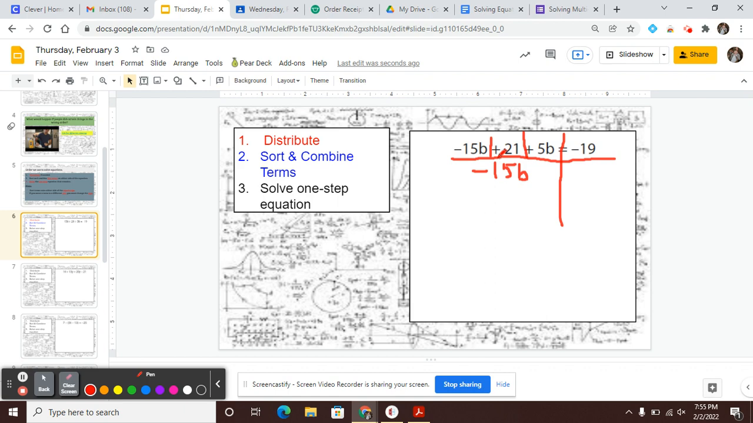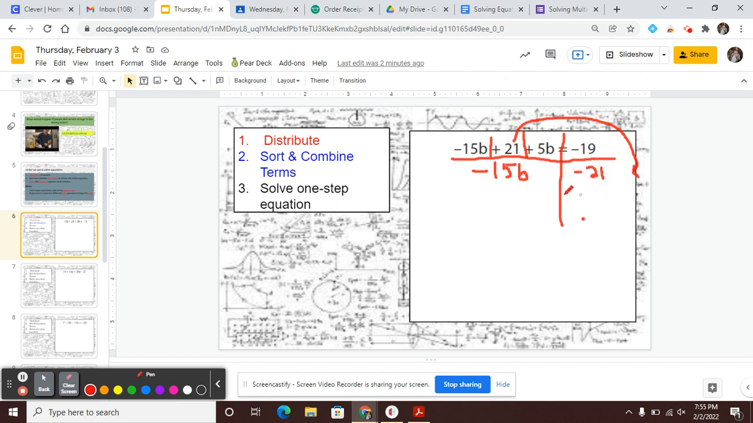When we look at our 21, 21 isn't like 15b. We're going to move it over to this side. And here's our hard and fast rule: if you are flipping the sides, you are flipping the sign. Since our sign is positive 21, when we flip it over this equation symbol, it's going to become negative 21.